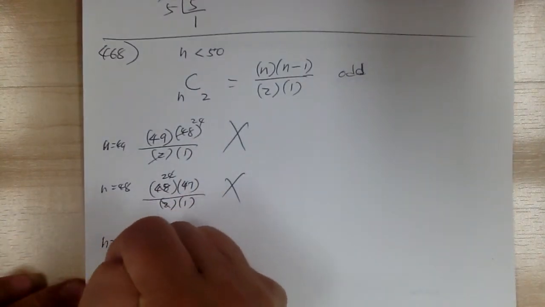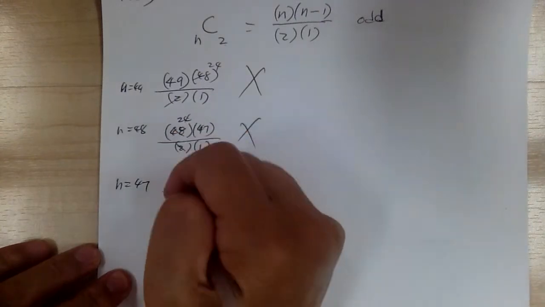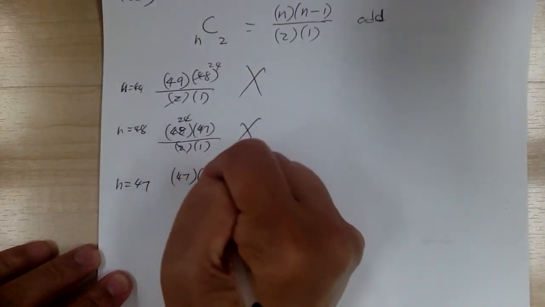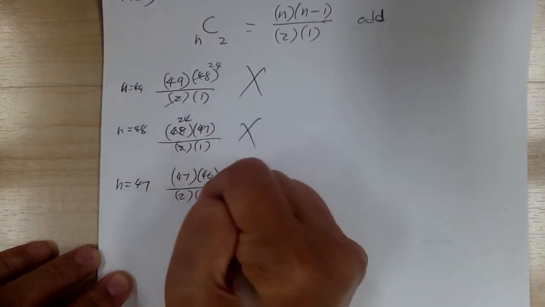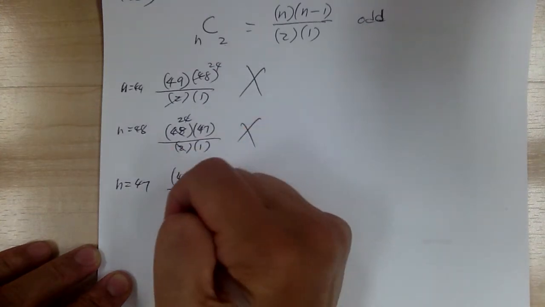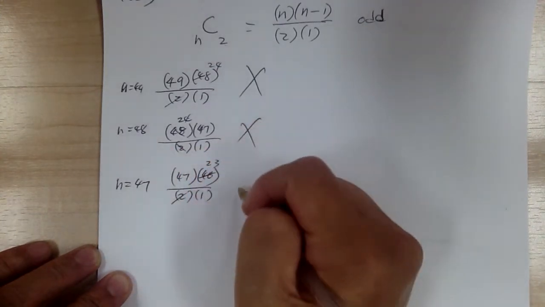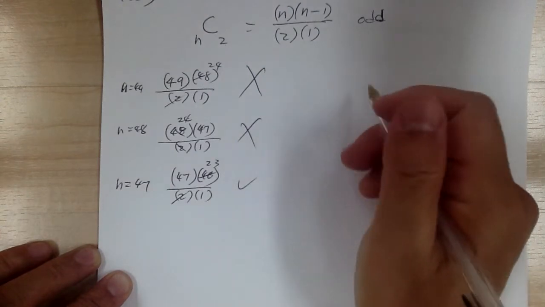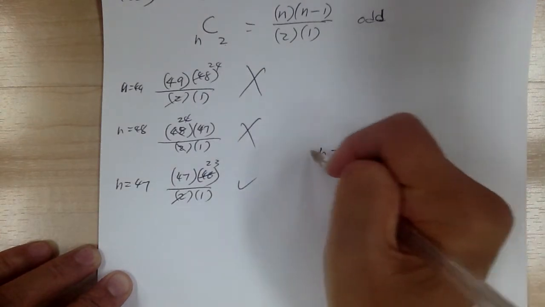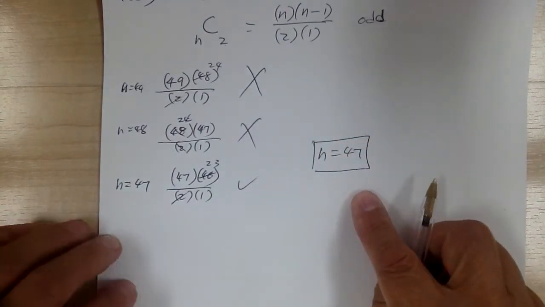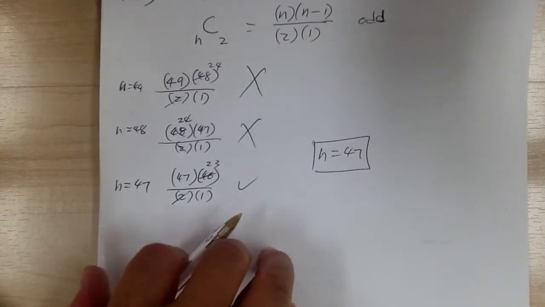So when n equals 47, you get 47, 46, 2, 1. This 46 is even, but when you cancel with a 2, it becomes odd. So this one is good. Therefore, the answer is n equals 47. So there are 47 people at the party. Okay, let's go to the next one.